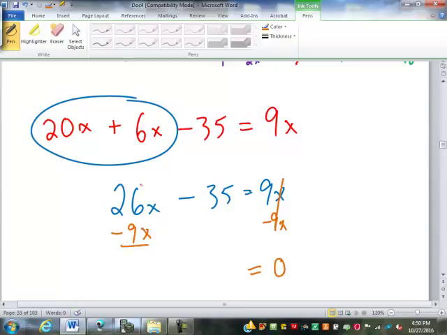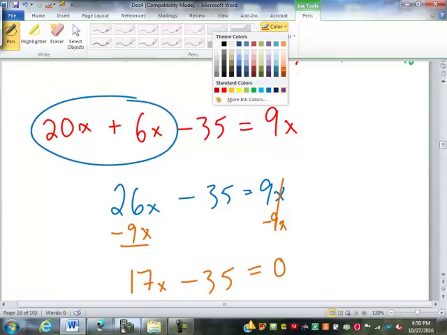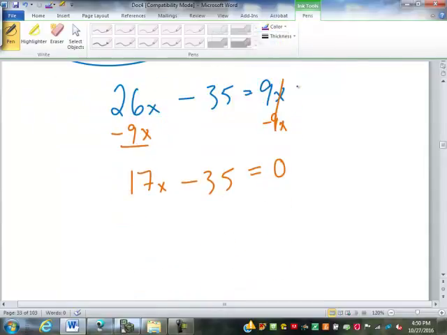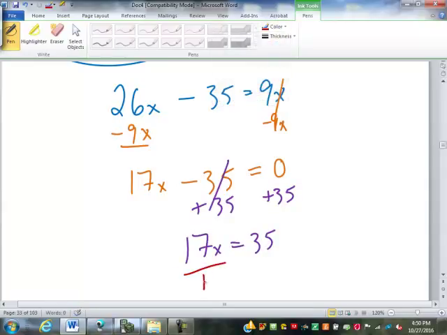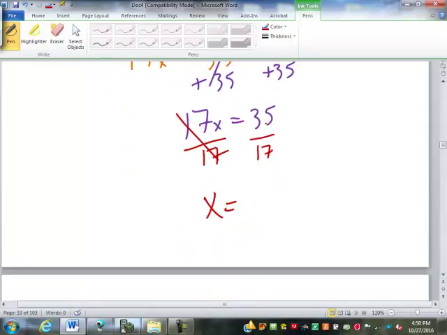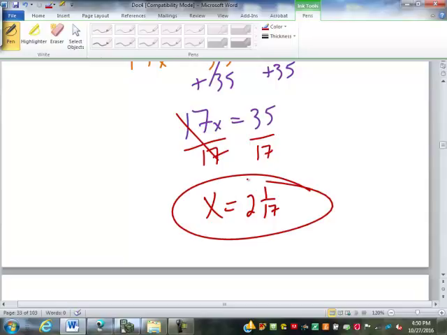If you subtract 9x over here, 26x minus 9x is 17x. We still have negative 35. So 17x minus 35 equals 0. Now what do we do? Add 35. So 17x equals 35, and then divide by 17. X equals 35 divided by 17. I'm going to treat it as a fraction. 17 goes into 35 twice with 1 left over. 1/17. Good stuff?